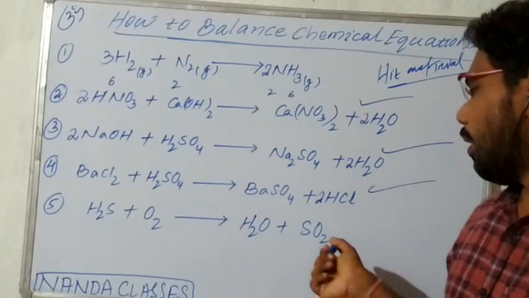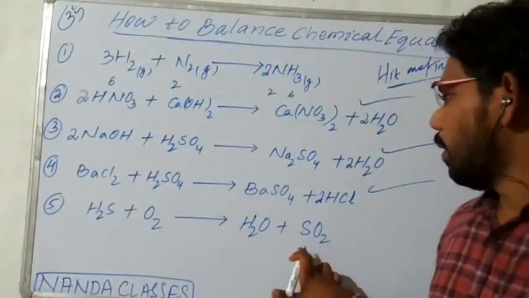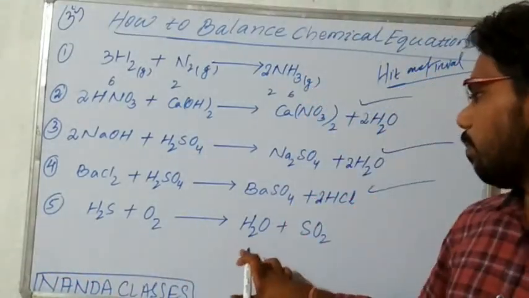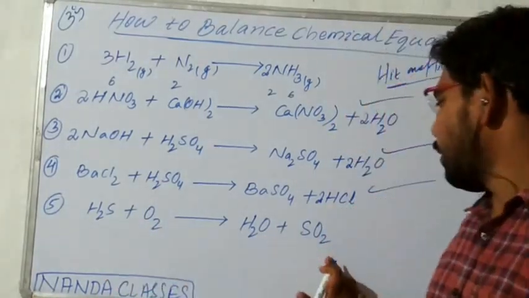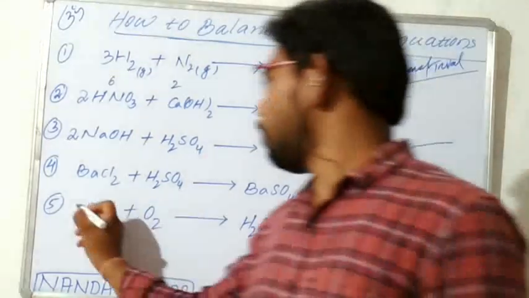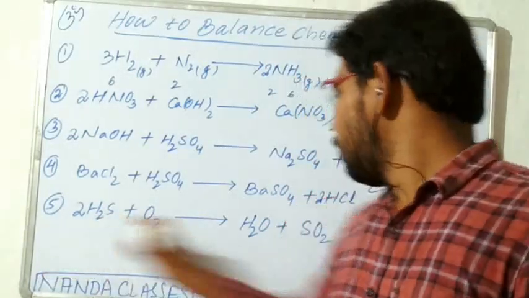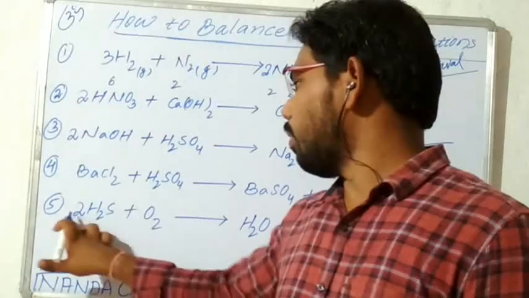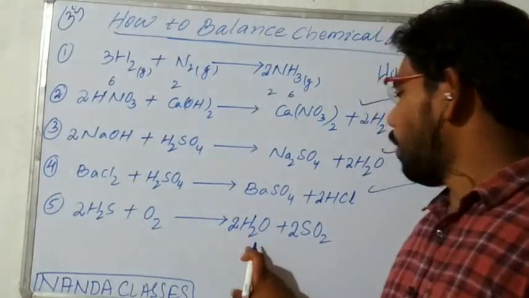In this reaction, sulfur is 1 atom and here also 1 atom. Hydrogens are 2 atoms on the reactant side, and the product side also has 2 atoms. Oxygens are 2 on the reactant side, but 3 on the product side. Then how can you balance this one? First we multiply here by 2, then the number of sulfur increases to 2, then here also multiply by 2, then sulfur is 2. Next hydrogen is 2 into 2, 4, so we multiply here by 2, then 2 into 2, 4 hydrogen atoms.